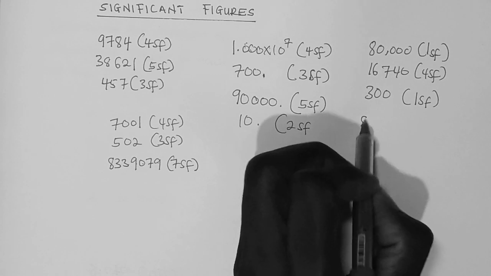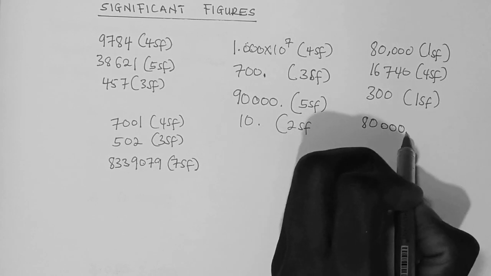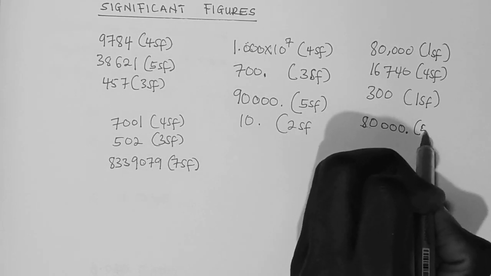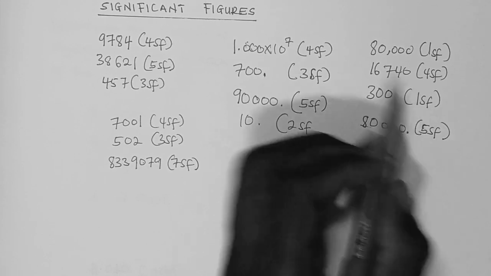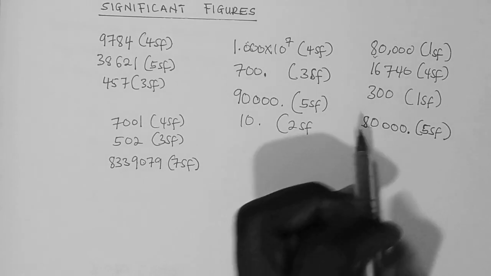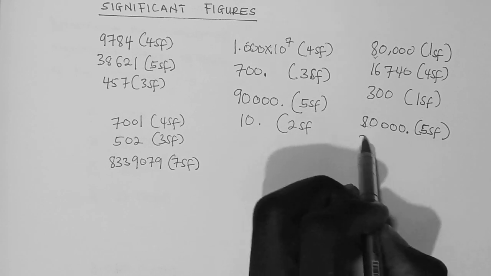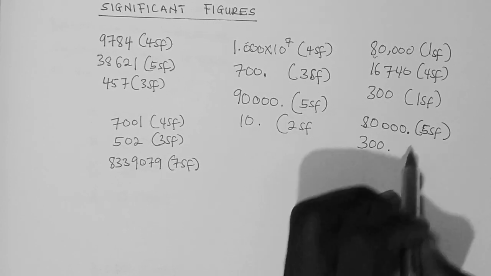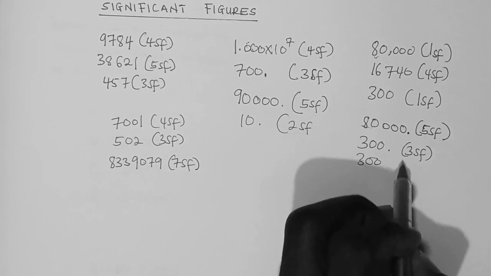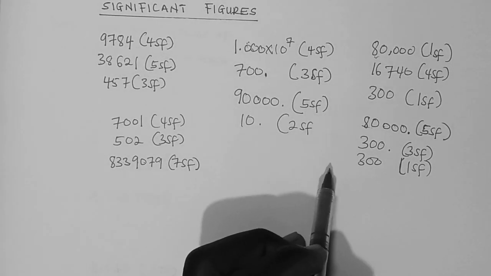This is different from, let's say, if we're having 80,000 dot. 80,000 dot has five significant figures. However, 80,000 without a dot has got one significant figure. So these are the differences between them. So in this case too, if we are having 300 dot, then 300 dot will be three significant figures. However, 300 is one significant figure. So these are the differences between them.